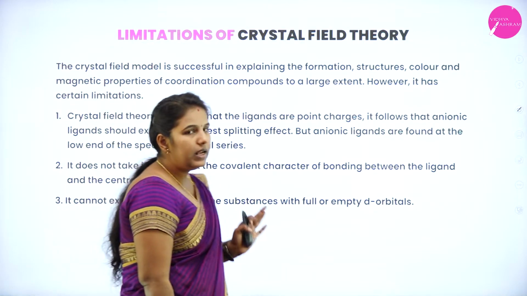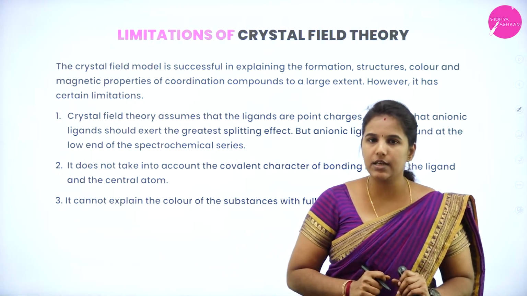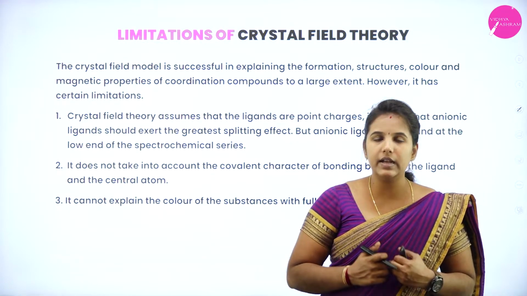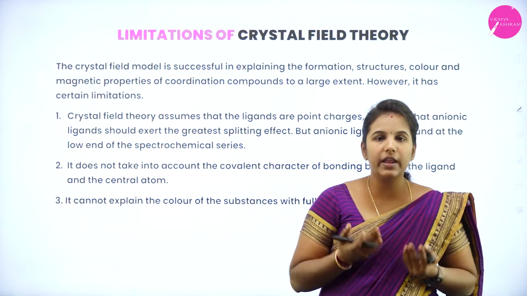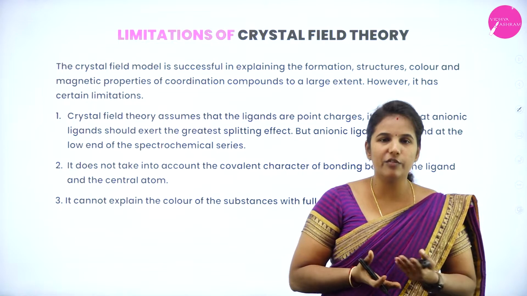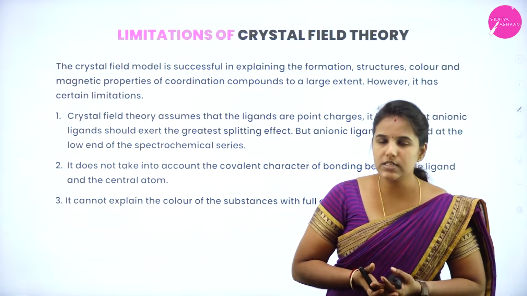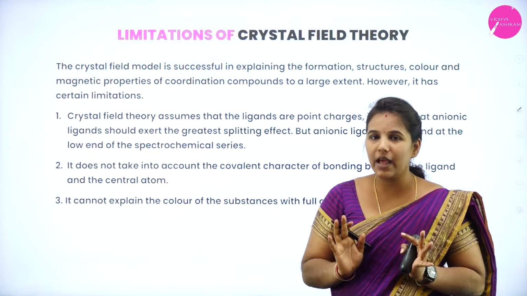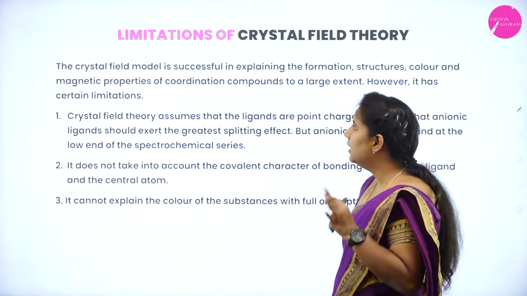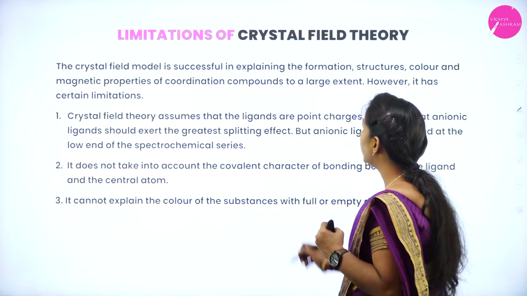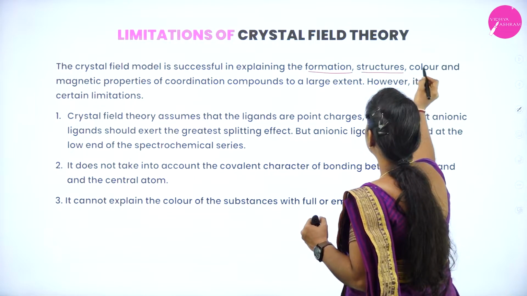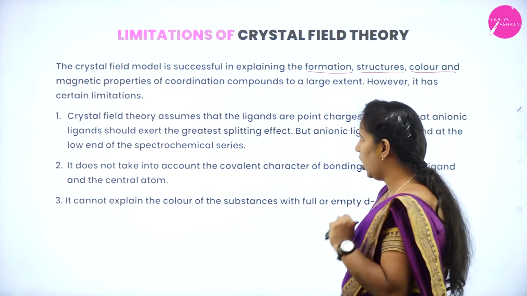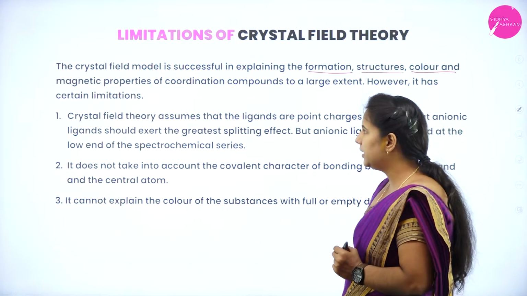Next we have the limitations of CFT, that is crystal field theory. So already we have understood that by knowing the crystal field theory, it is very easy to predict the geometry, it is very easy to predict the crystal field splitting of the coordination compound. Is it right? But somehow it does not explain certain criteria for the coordination compound. Let us see now. The crystal field model is successful in explaining the formation, structure and color as well as the magnetic properties of what? Coordination compounds.